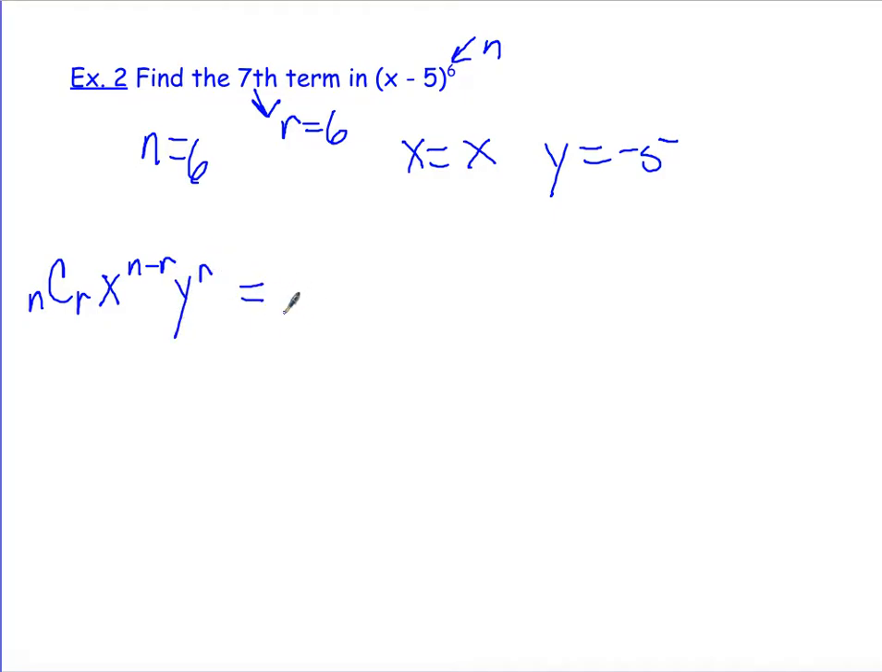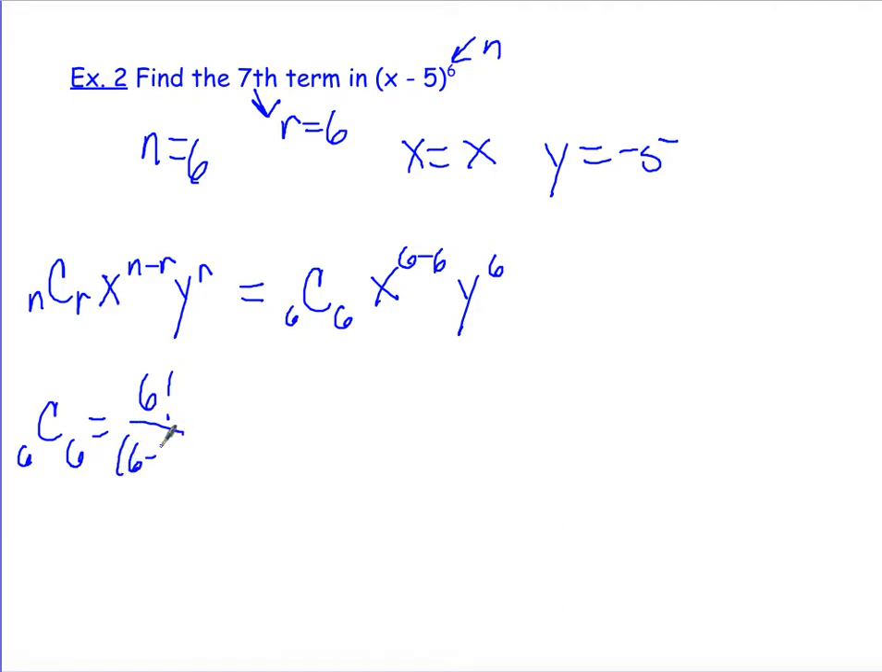So this becomes 6 choose 6, or 6C6, and then x to the 6 minus 6, and then y to the 6th power here. Now you can do this on your calculator, or you can do it by hand. It's simple enough. If you do it on your calculator, it's going to be 6 factorial over 6 minus 6 factorial times 6 factorial. So this is 6 factorial over 0 factorial times 6 factorial. These cancel. 0 factorial is really 1, so you have 1 over 1.